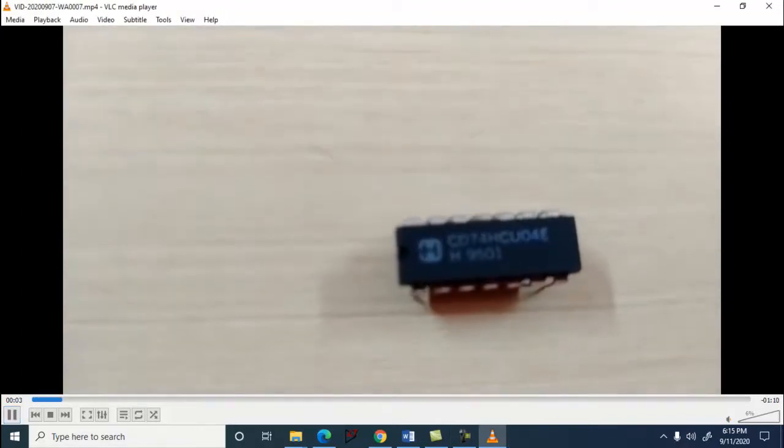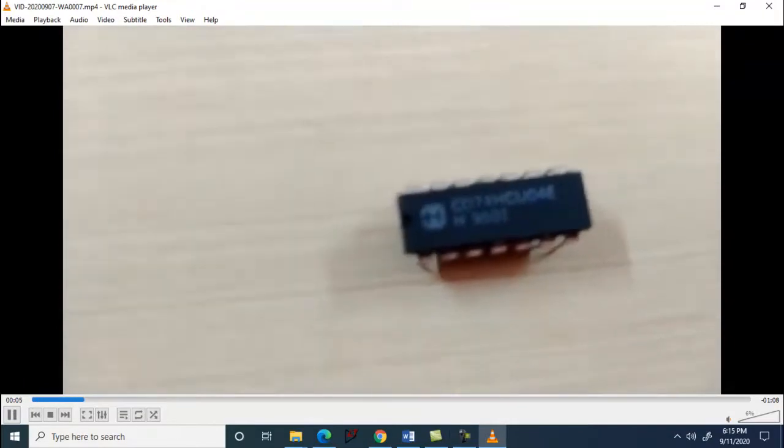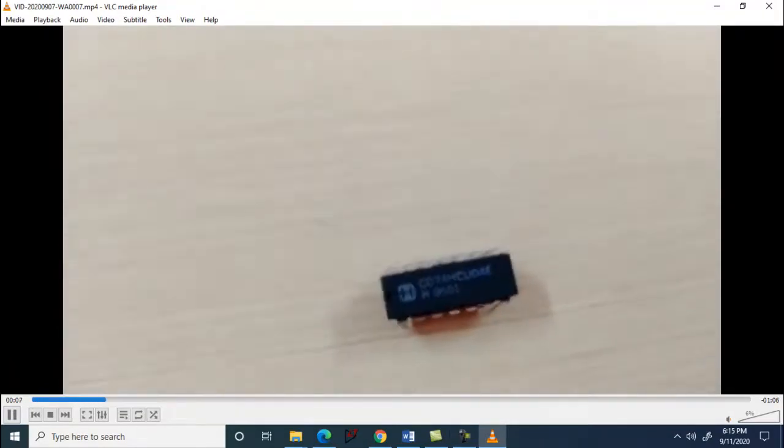So this is 7404, as I said earlier. The truth table is 0 to 1 and 1 to 0. And look here, you have the 7th pin as ground and the 14th pin as VCC, and you have 6 NOT gates in one single IC, namely 7404. This is the logical symbol.